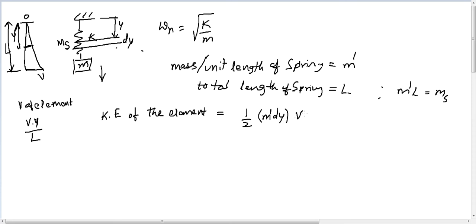So this is v into y by l, this is the velocity at the element, half mv square. This is the kinetic energy of the element, but if I want to find out the kinetic energy of the entire spring, I have to integrate it within the limits. This y is varying within the limits 0 to L.